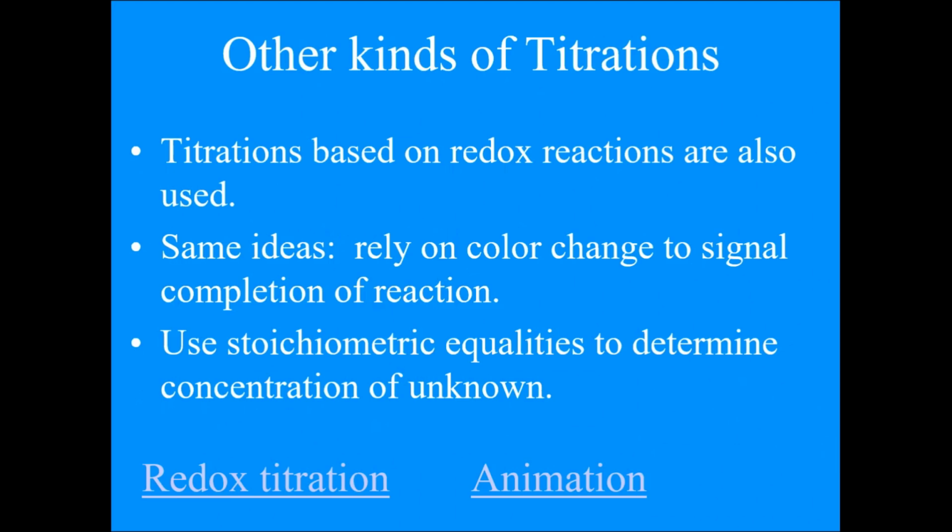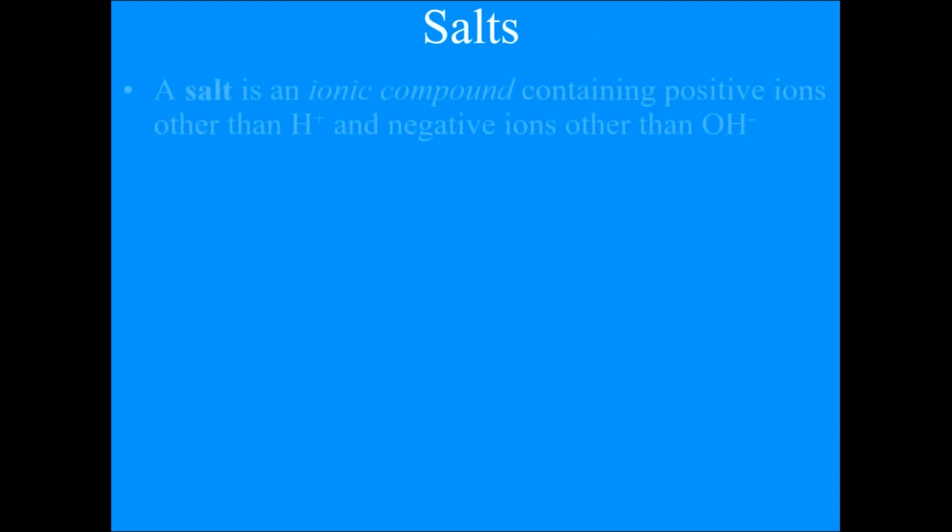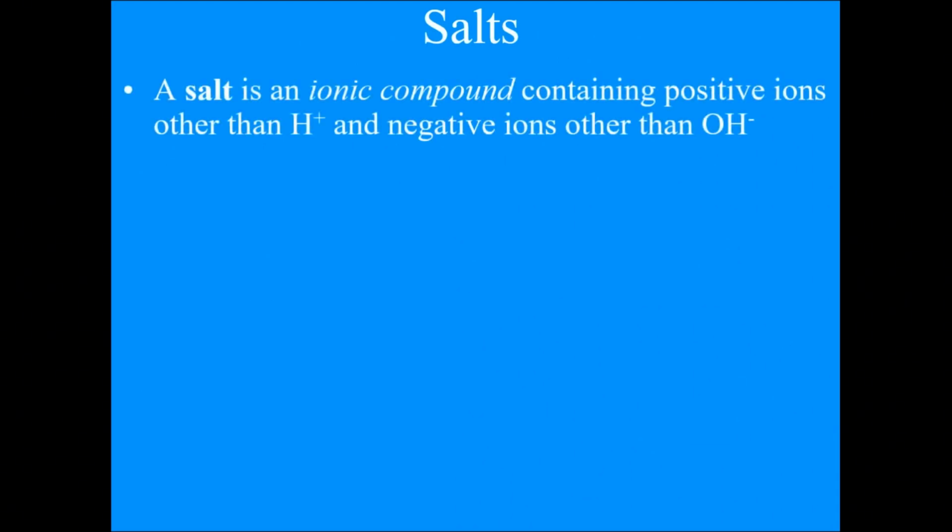There are other types of titration based on redox reactions. Still, the idea is the same. In the reaction, we observe color change, and we use the stoichiometric equalities like we use in this problem. Salts. What are salts? A salt is an ionic compound containing positive ions other than hydrogen ions and negative ions other than hydroxide ions.